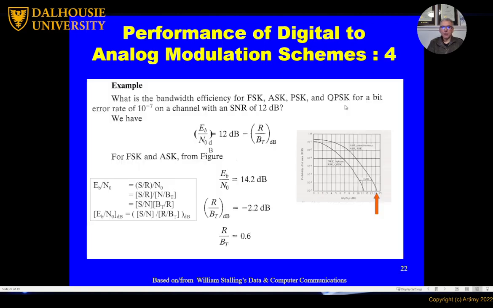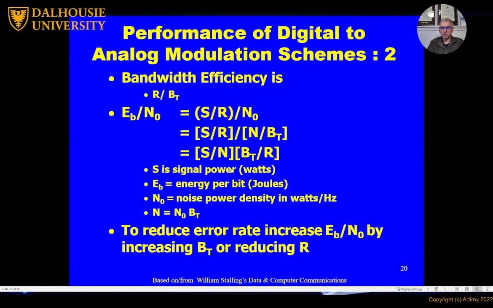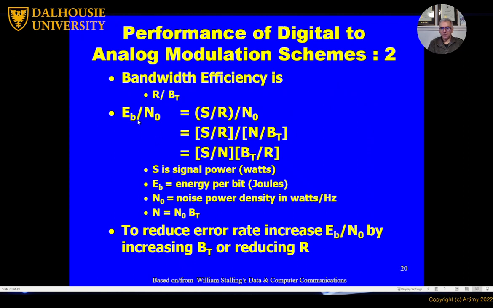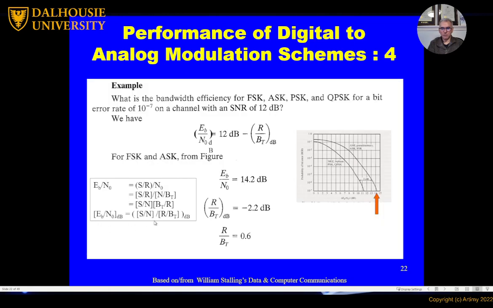All right. Okay, so using the information that I got earlier, right, I want to apply this to figure out what is the bandwidth efficiency for all of these techniques given a bit error rate of 10 to the power of minus 7 and a signal to noise ratio of 12 dB. All right, so first of all, where this equation came from, right? So we have, as we saw before, if I take the dB value of this left side and the right side, what I end up with is this formula here.